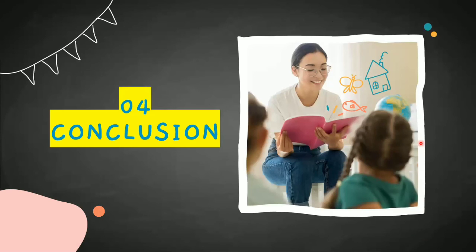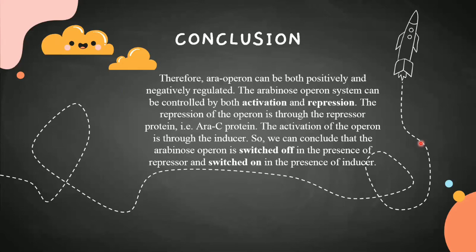Coming to the conclusion, we can say that the Arabinose operon can be both positively and negatively regulated. This entire system is controlled by activation and repression. The repression happens in the presence of a repressor protein, and the activation happens in the presence of an inducer. So we can conclude that the Arabinose operon is switched off in the presence of the repressor and switched on in the presence of the inducer.